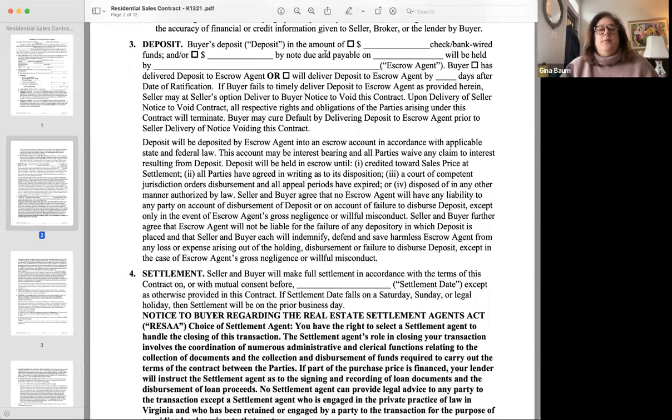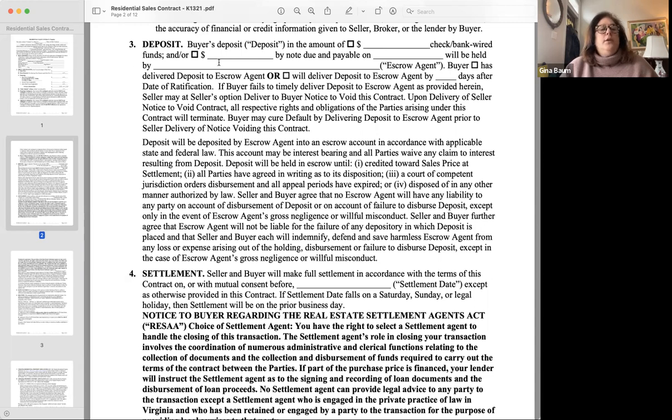Buyer's deposit in the amount of X, check, bank wired funds, and or by note payable on, will be held by, and as you know, we work with a couple title companies. One is MBH and the other is Universal, and you would put those here.